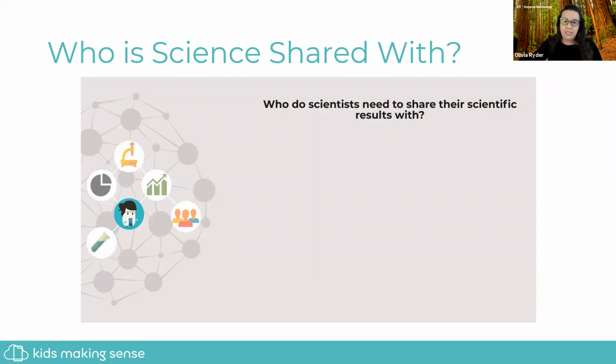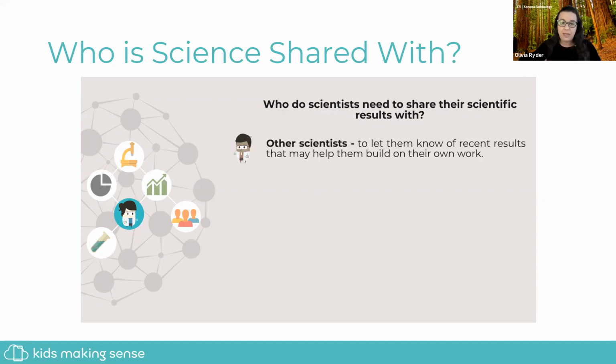Okay, so let's jump into this. Before we think about science posters, though, let's first think about science itself. In general, science is typically performed in labs or out in the world during field studies by scientists. But really, if the work stayed in those places, it wouldn't be very helpful. So who does science need to be shared with to make it as useful as possible?